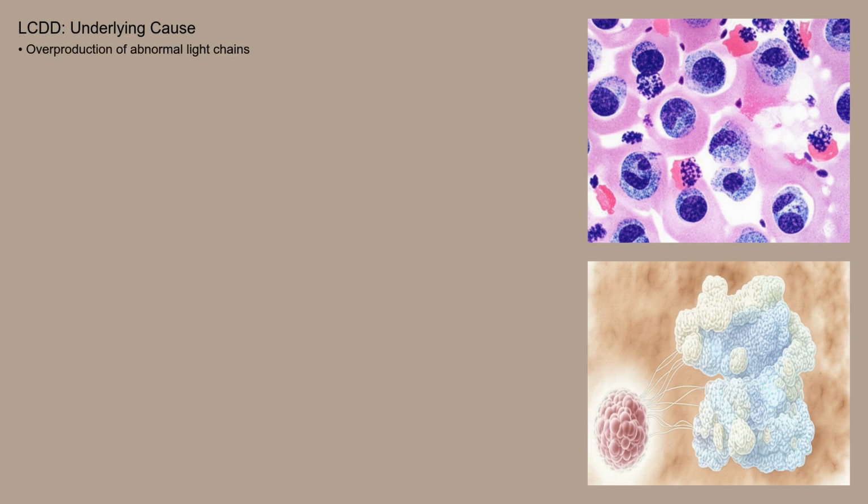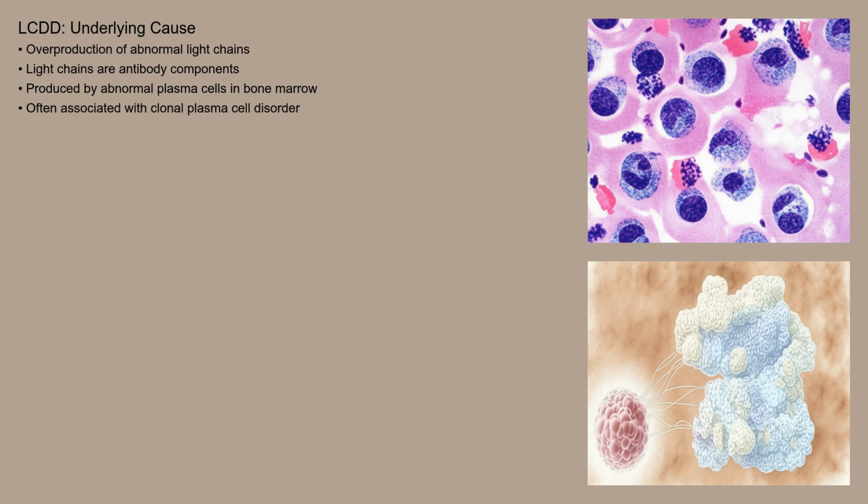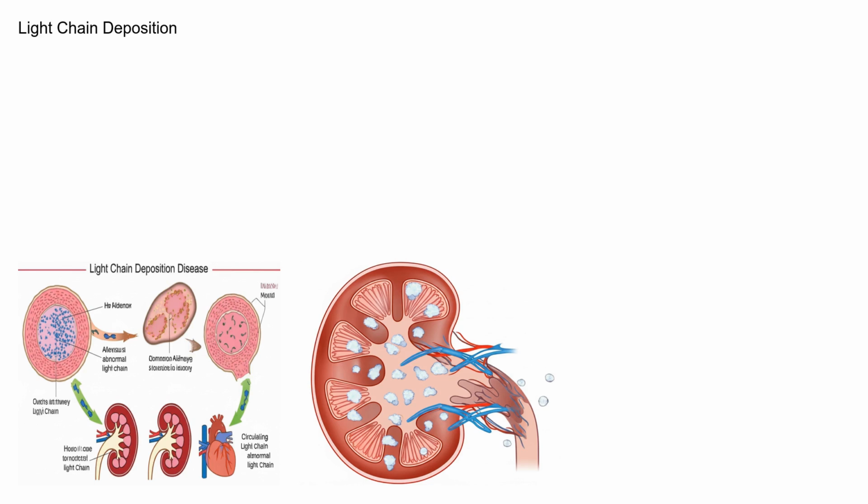The underlying cause of LCDD is the overproduction of abnormal light chains, which are components of antibodies. These light chains are produced by abnormal plasma cells in the bone marrow. Now, this isn't quite multiple myeloma, although there's often an associated clonal plasma cell disorder. These light chains, specifically the kappa type more often than lambda, are misfolded and prone to aggregation. The exact trigger for this abnormal protein production is often unknown, making LCDD a complex disease to pinpoint its origins.